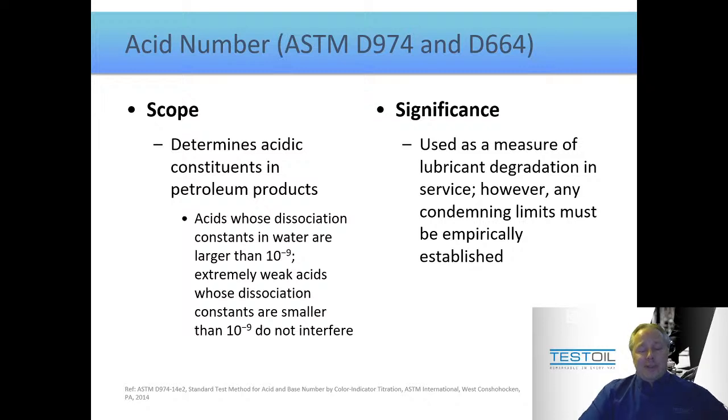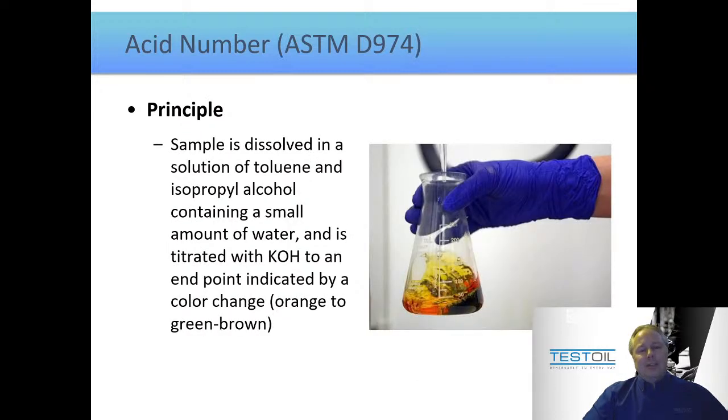The scope and significance of acid number is it's meant to measure acidic constituents in the oil. Now, what that means in layman's terms is any acids that build up. Now, to be fair, many oils begin with some acidic additives in them, so there is some measurable amount of acid number in new oil. What we're looking for is the increase over time. That often can be attributed to degradation of the hydrocarbon base oil and some of its additives. Now, how this test is performed, it's a simple titration.